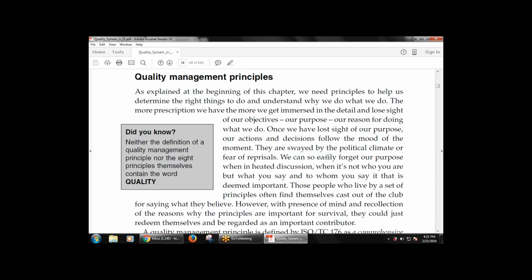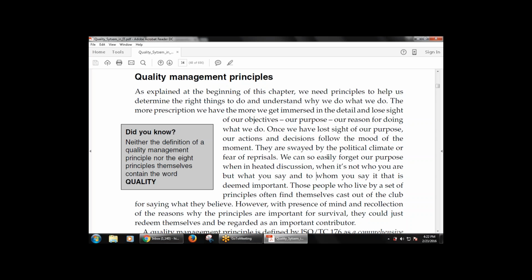We can so easily forget our purpose in heated discussions. If there are multiple discussions and one becomes heated, we can easily forget the main purpose of the discussion. It is not who you are, but what you say and to whom you say it, that is deemed important.